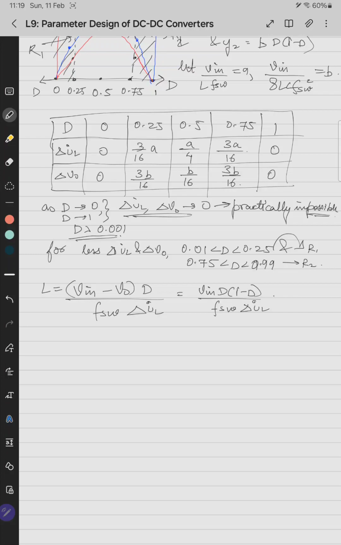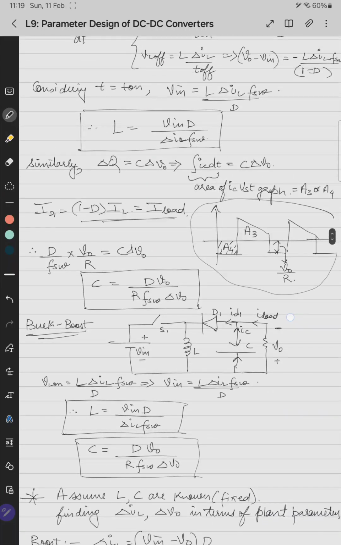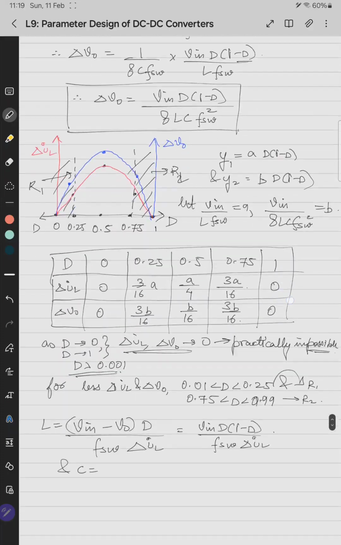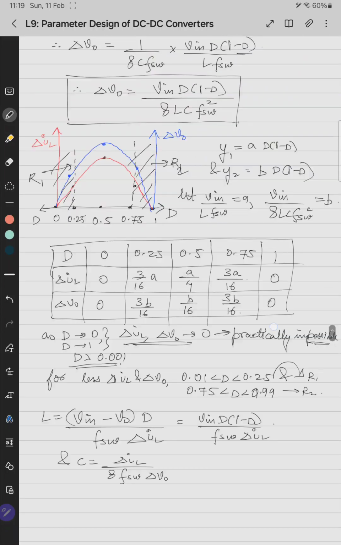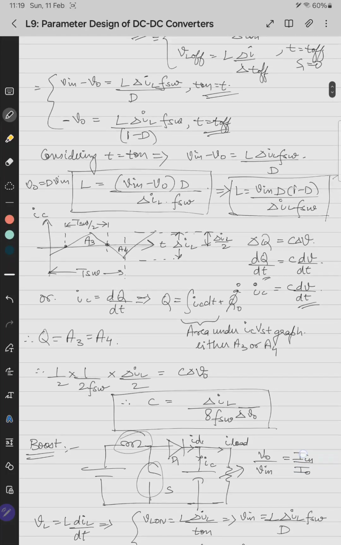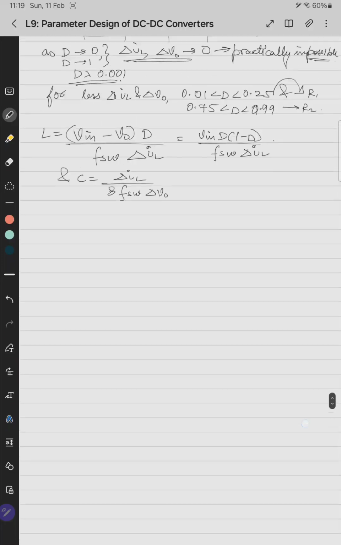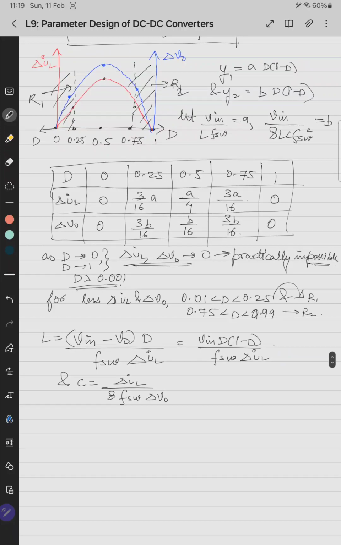What happens in region 1 is that the peak current rating of the inductor and the rating of components like L and C matter. What was C? Delta IL by eight F switching delta V naught. So what happens is, here we have delta V naught by delta IL, so it is some constant K1 by delta IL, and this is K2 into delta IL by delta V naught.